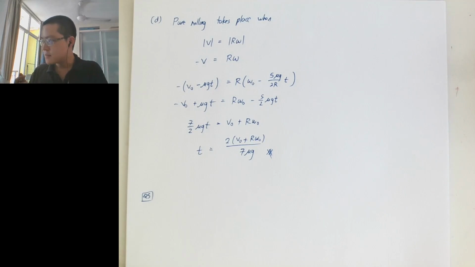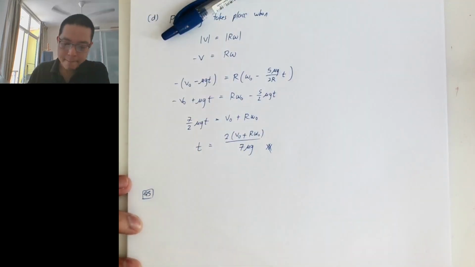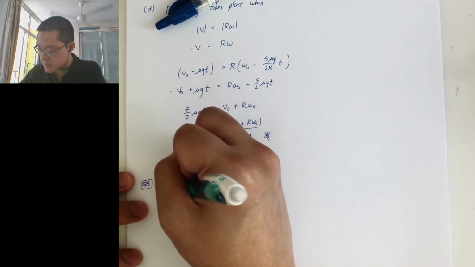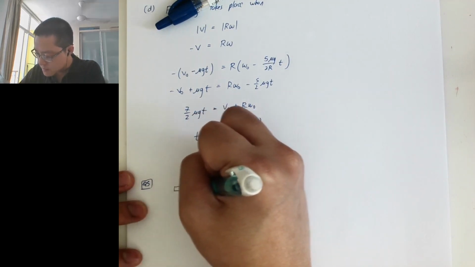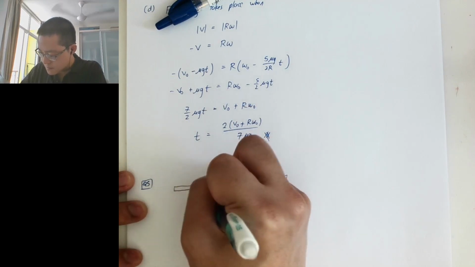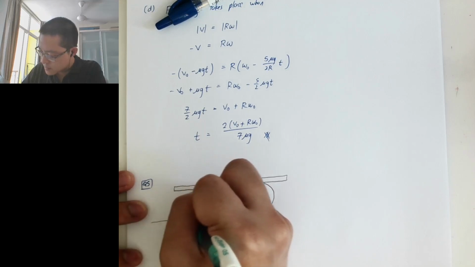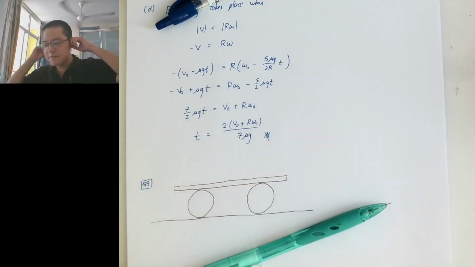I don't have any round things around me, so I'll just draw the picture. For question 6, what we have is this. For question 6, everything is pure rolling. Let me find something.